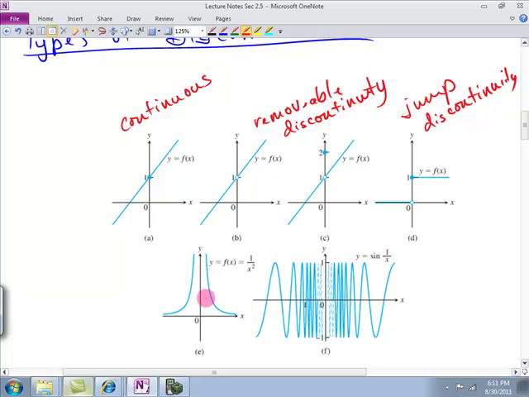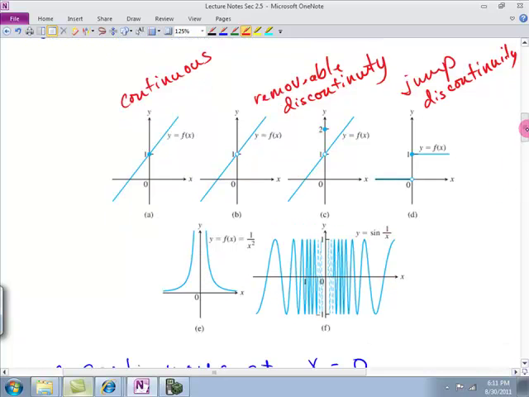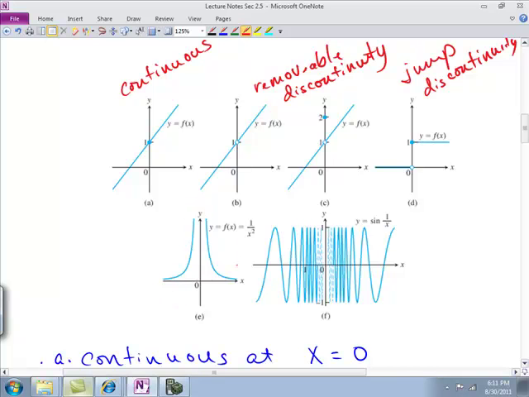Okay? And how about this one? This is at infinity, so there's no way to remove that. This is an infinite discontinuity. And this one, like this sine curve or one of those trig, sine or cosine, this is oscillating, and you can't fix that either. So this is an oscillating discontinuity.